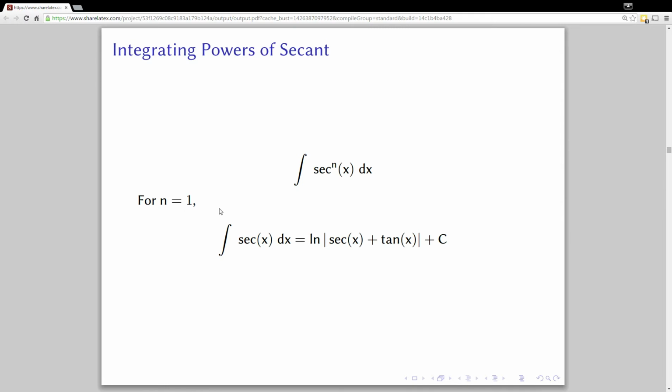If n equals 1, right, it's to the first power, then that one is a substitution integral, although a little bit complicated. But we did that in the integration by substitution section, and this is one that you need to memorize. The integral of secant is natural log absolute value of secant x plus tangent x plus some constant c.